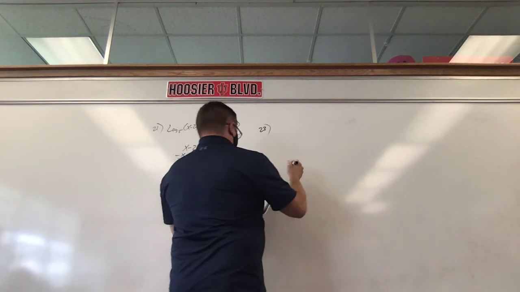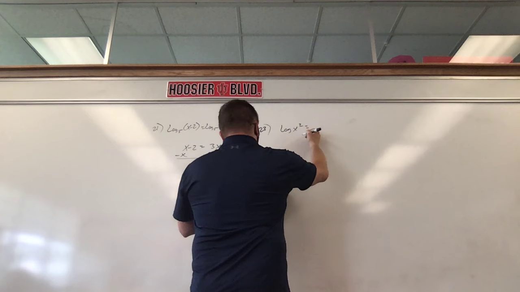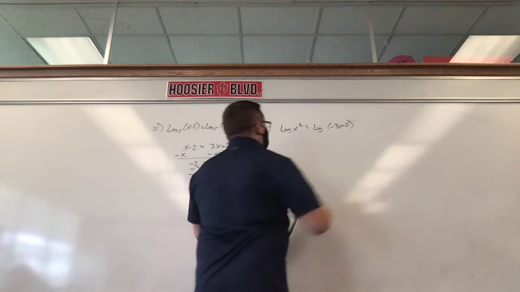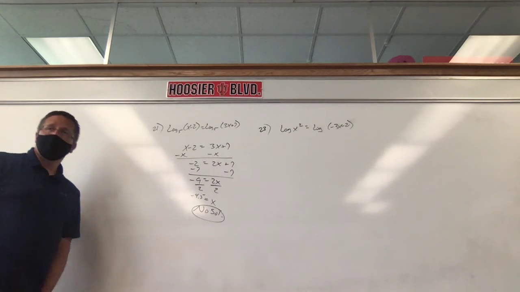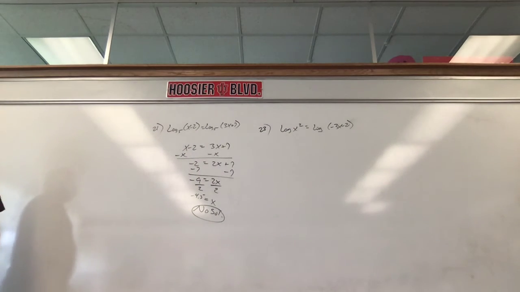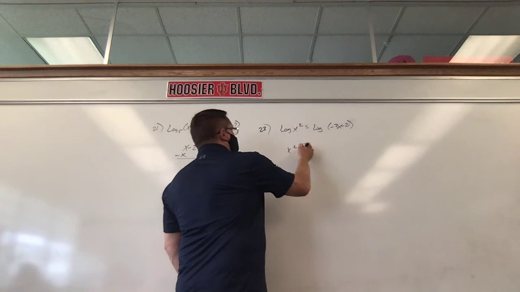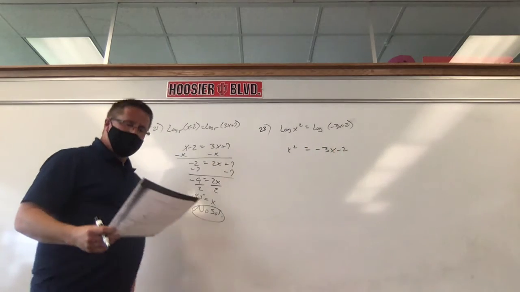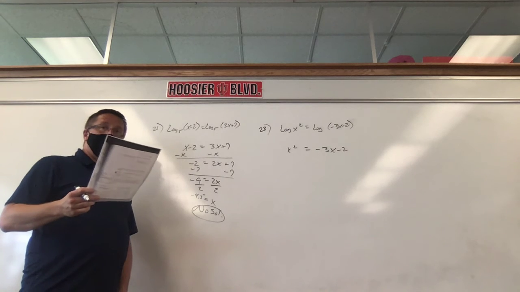23. Log of x squared equals the log of 3x minus 2. Okay, so, do they have the same base? Yeah, they're both base what? 10, common log. So I'm going to write down x squared equals 3x minus 2. Let's go back to algebra 2 here. Now what are we going to do? And why?